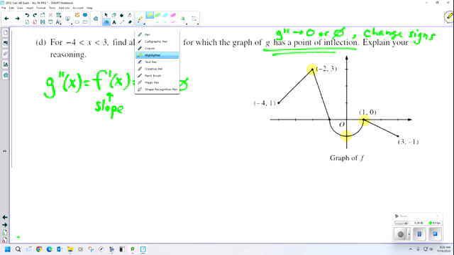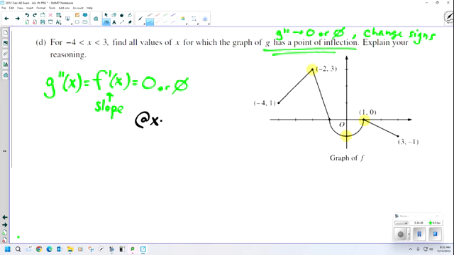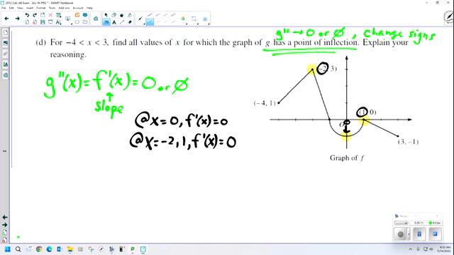So I'm going to make a little note here. At x equals 0, this is an x value of 0 right here, f prime of x is 0. And at x equals -2 and 1, the derivative of f of x is undefined. So those are our 3 points.